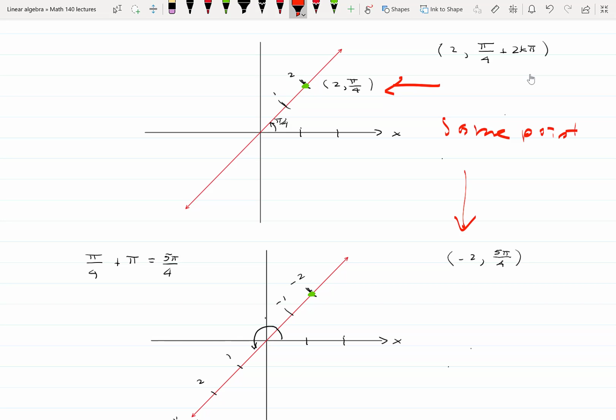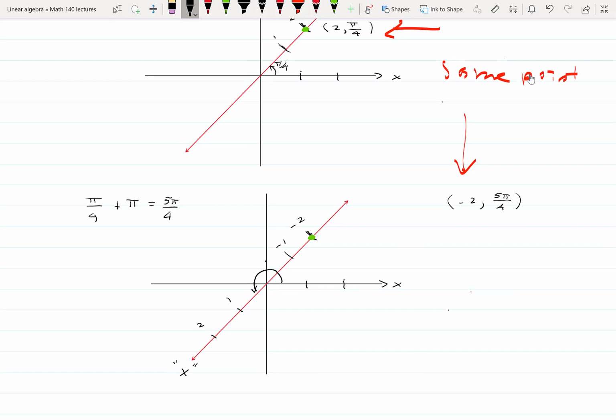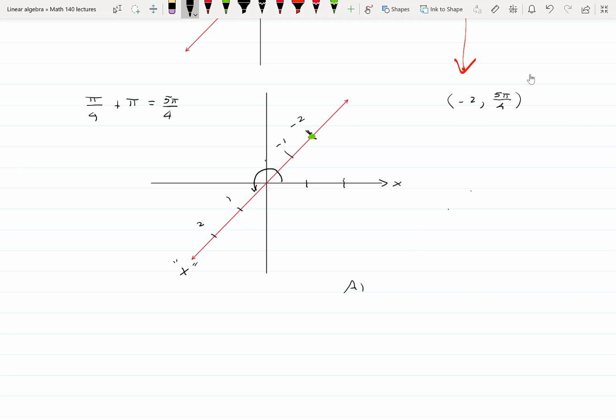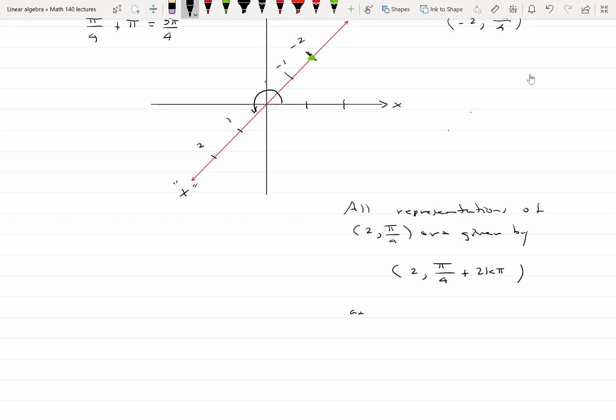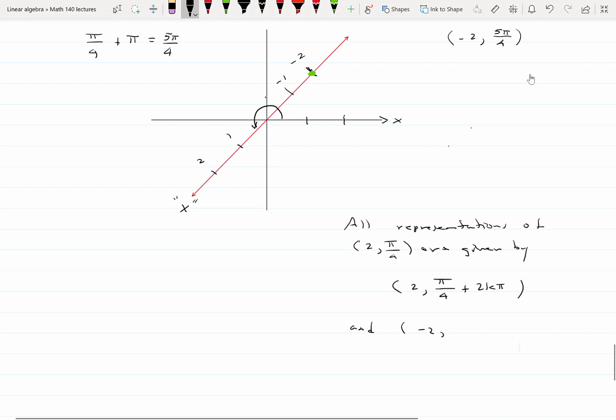But the r values are negative. Okay. So is it enough to say that all representations of the point 2, pi over 4 are given by 2 and then pi over 4, and then add a full revolution as many times as you want, and also -2 and 5 pi over 4? Is that it? Any other ones?